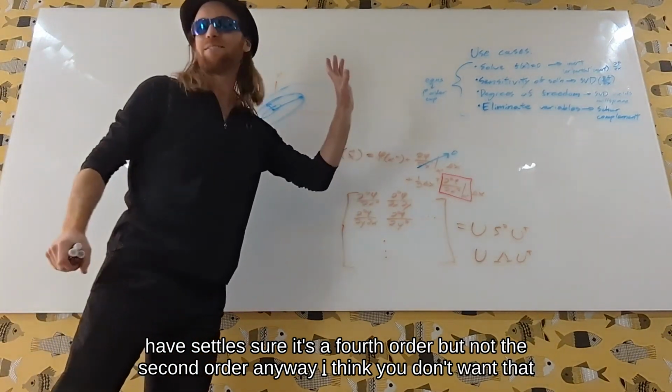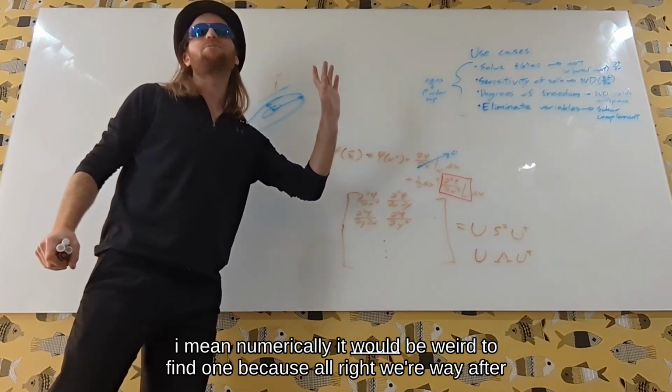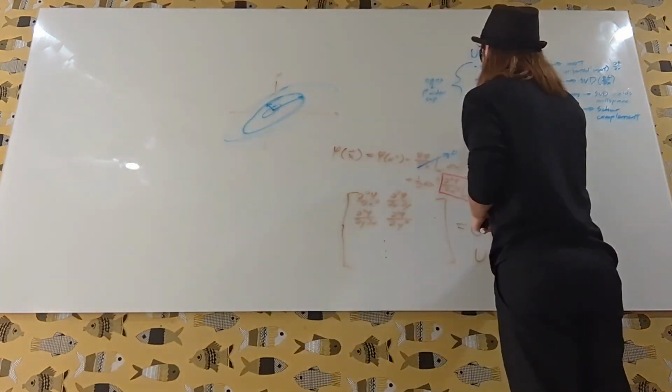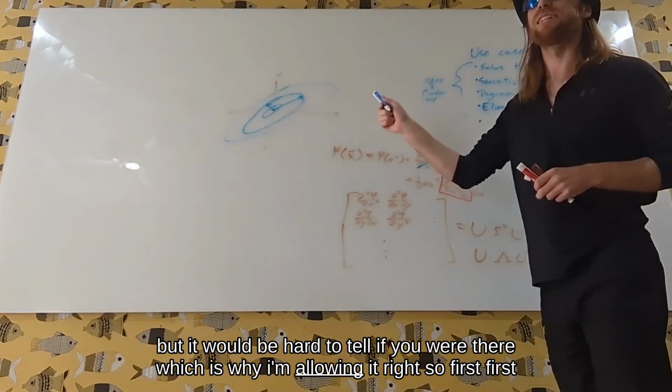Anyway, I think you don't want that. Numerically, it would be weird to find one. Because, all right, we're way off track. But it would be hard to tell if you were there, which is why I'm allowing it.